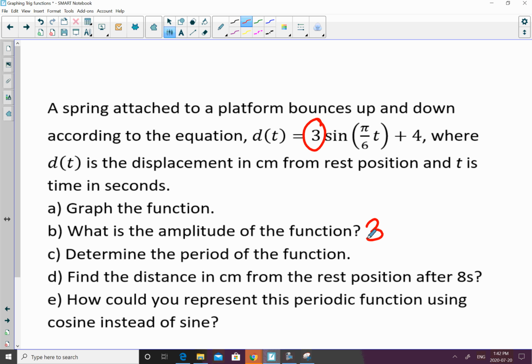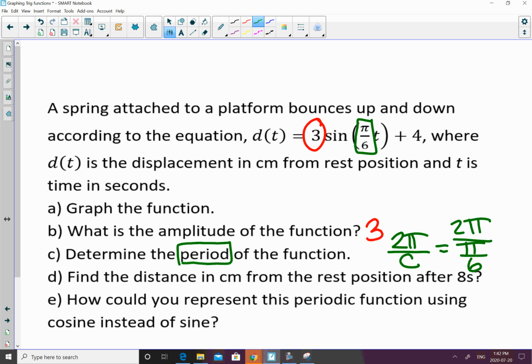Now determine the period of the function. For that, we are going to take 2 pi and divide it by our c value. That's always the formula you want to use to determine the period of the function if it's been changed. So 2 pi divided by pi by 6, my c value, gives me 2 pi times 6 over pi. The pi's are gone. 2 times 6 is 12. So 12 seconds is the period of this function.